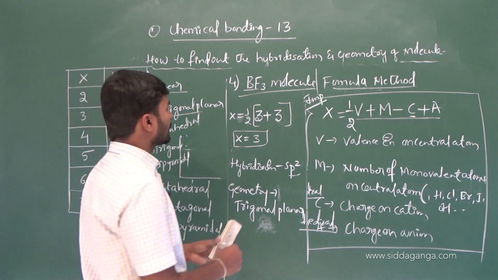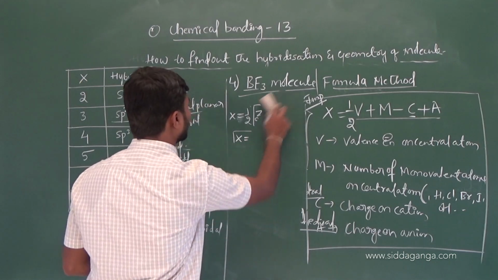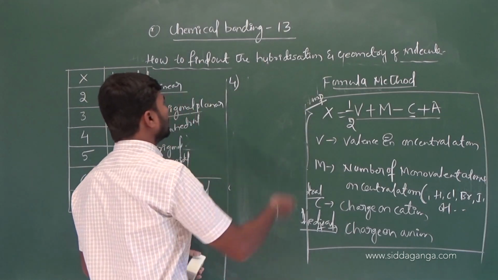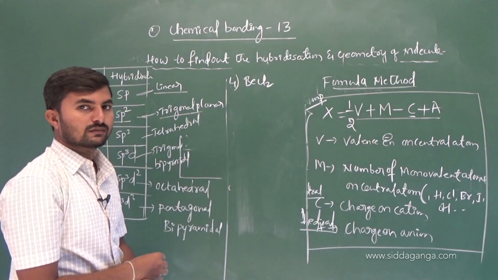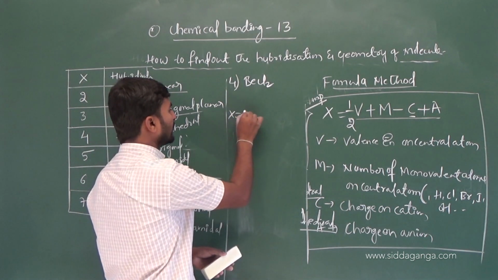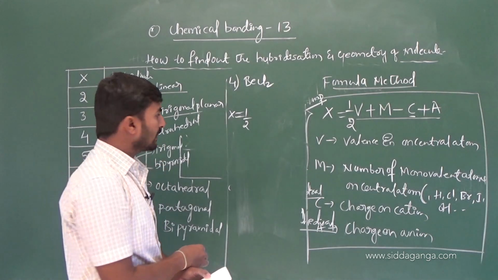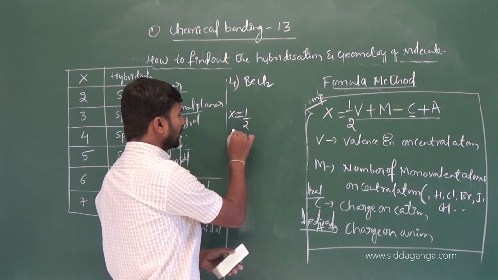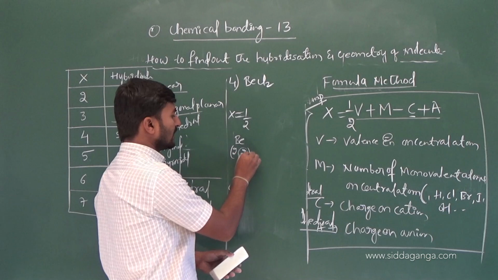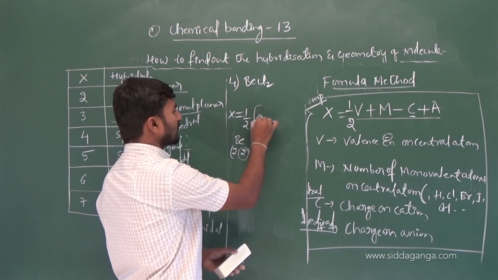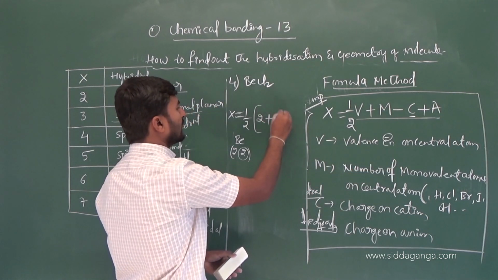Okay, suppose if it is BeCl2, then the same formula is going to be repeated. In the BeCl2 molecule, beryllium will become the central atom. Beryllium is having the configuration of 2,2. How many valence electrons are there here? 2 valence electrons. Then number of monovalent atoms: 2 Cl atoms, so 2.